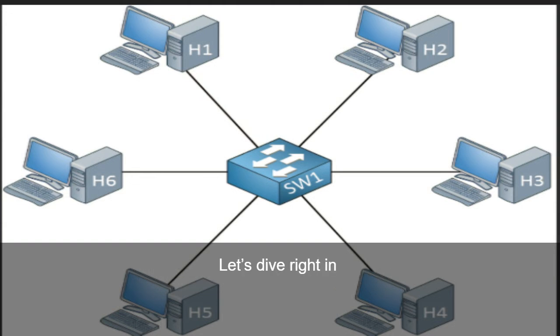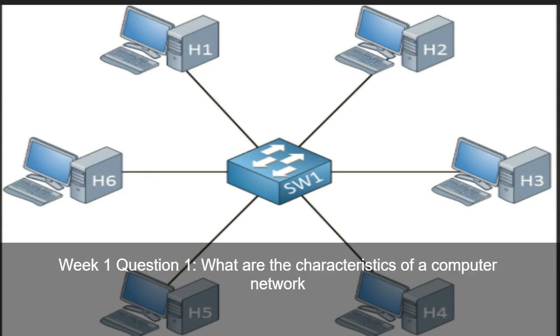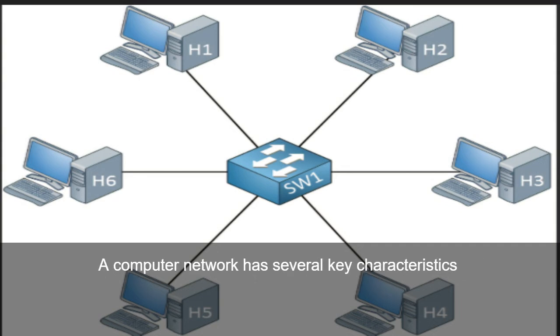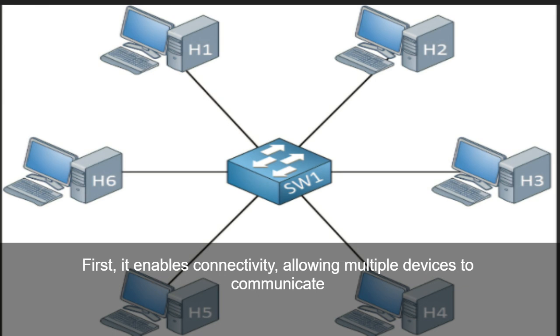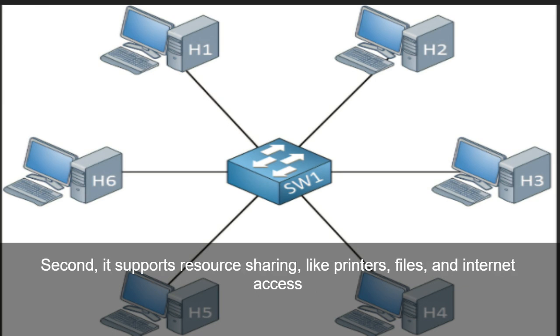Let's dive right in. Week 1 Question 1, what are the characteristics of a computer network? A computer network has several key characteristics. First, it enables connectivity, allowing multiple devices to communicate. Second, it supports resource sharing, like printers, files, and internet access.